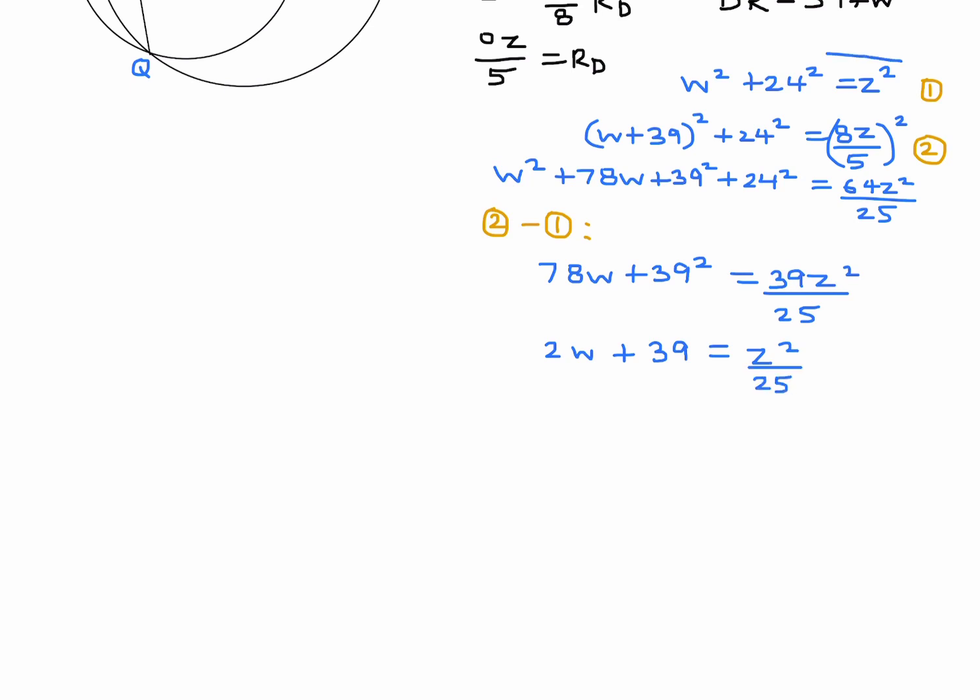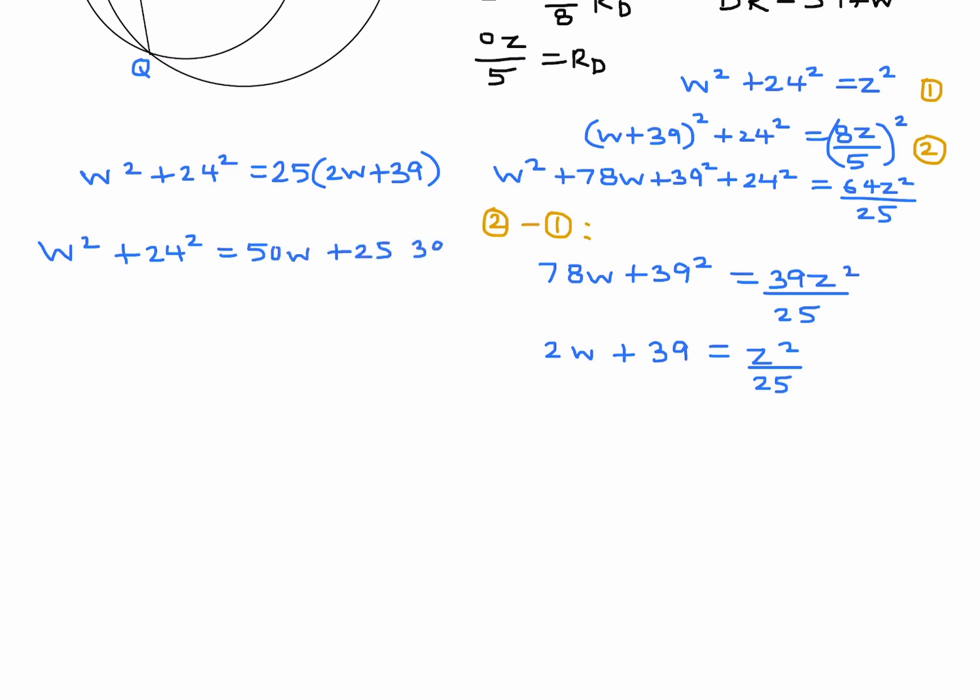All right, so now I can substitute that into here. So that gives me W squared plus 24 squared is equal to Z squared. But Z squared I can get from here. That's 25 times 2W plus 39. Expanding this, W squared, 24 squared, 50W plus 25 times 39. And then if you put everything on one side, you get W squared minus 50W. And when you subtract those numbers, you get 399.